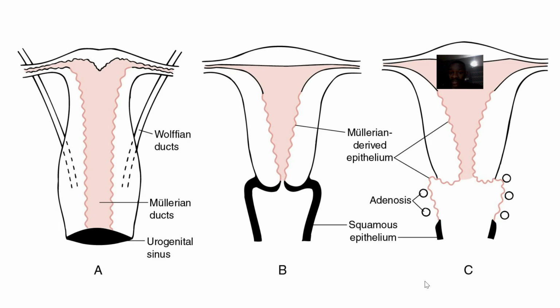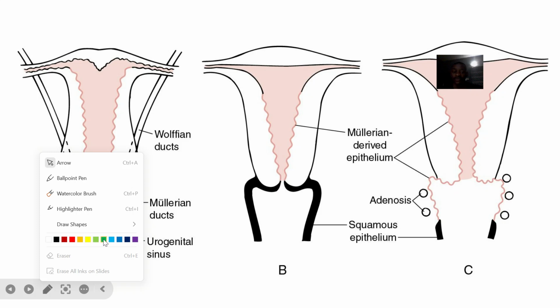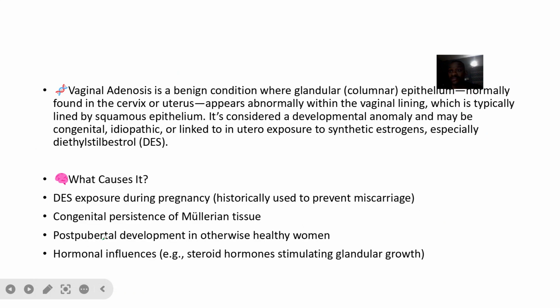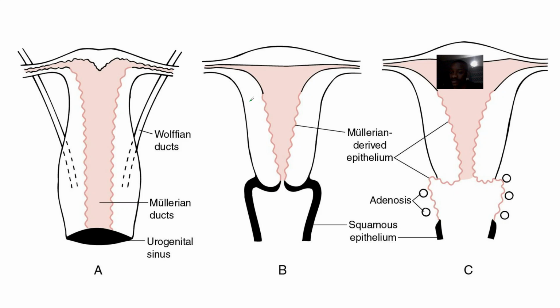So for vaginal adenosis, of course, you just have to do with an abnormal growth. All right, most of the time, all the time, right? So it's a benign condition where the glandular or columnar epithelium, normally found in the cervix or uterus, is appearing in the vagina.